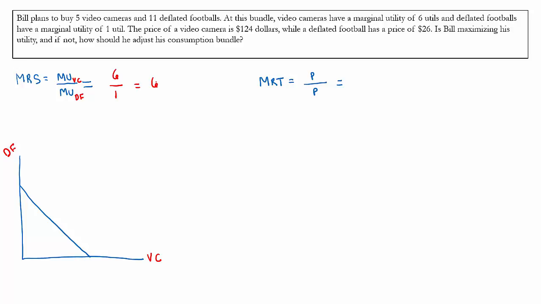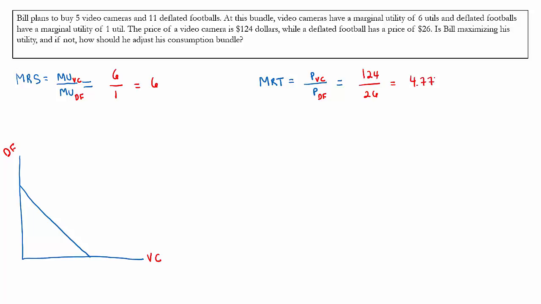Similarly, the marginal rate of transformation is a ratio of prices. Given that I chose to place video cameras on the x-axis, the numerator here is the price of video cameras. Deflated footballs is on the y-axis, and so its price is in the denominator. In this problem, that gives us a value of 124 divided by 26, which is approximately 4.77.